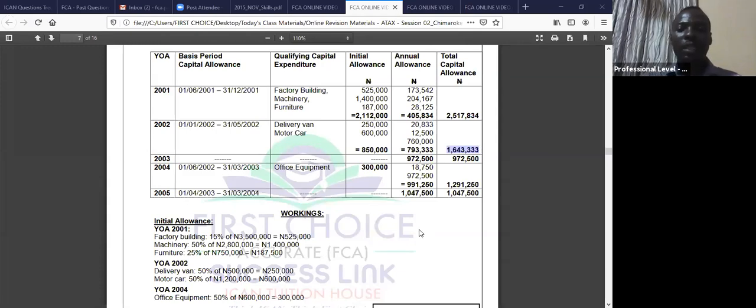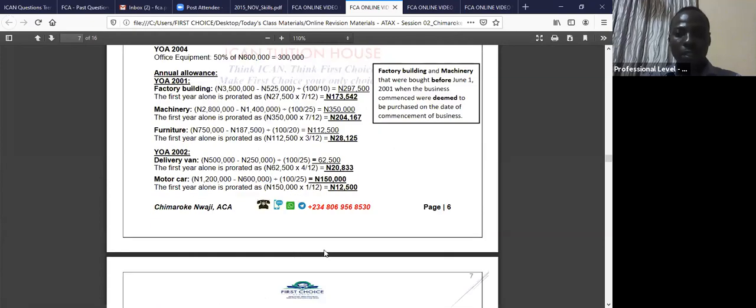Okay. Now that we've gotten this figure, now let's get down to 2003. Now you will understand that this factory building, machinery, and furniture, we will still charge the annual allowance here. And you know it's 760 already. We also do delivery van and motor vehicle, their annual allowance. Let's see how much it's going to give us.